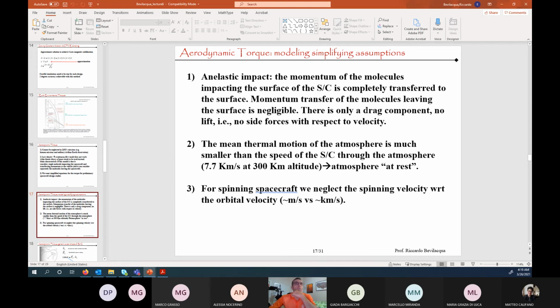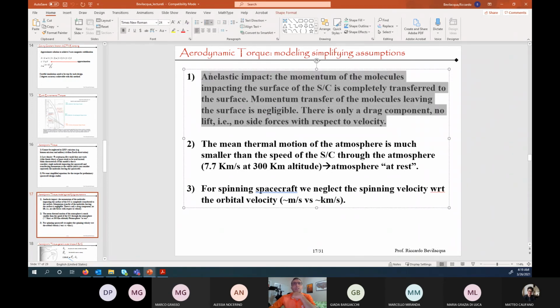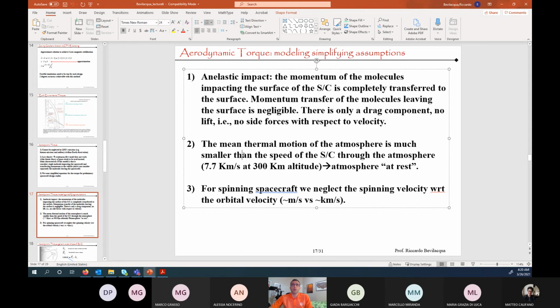There is a little bit of side force, but in first approximation, we can say that it's much less than the drag component. This is an assumption that we made over the years for our work in my group, talking about differential drag control, for example. We only say that the interaction with the atmosphere gives you forces on your surfaces that are opposite to the velocity of that surface through the atmosphere.